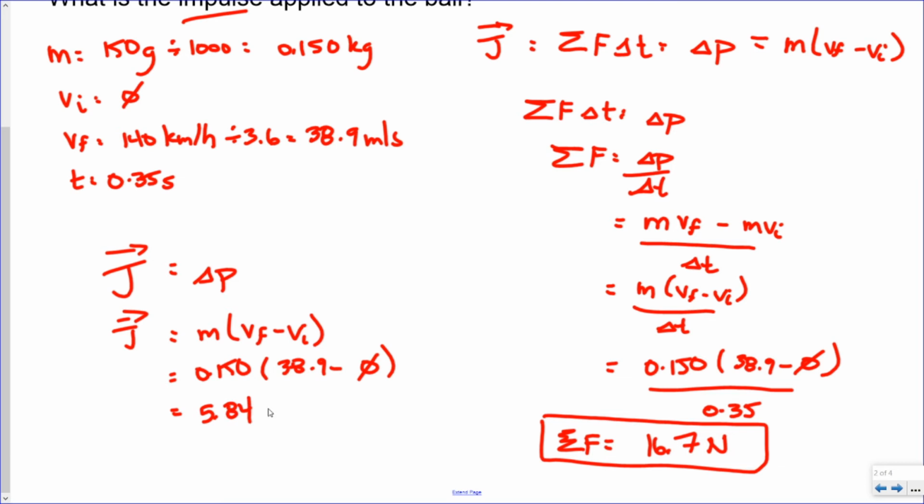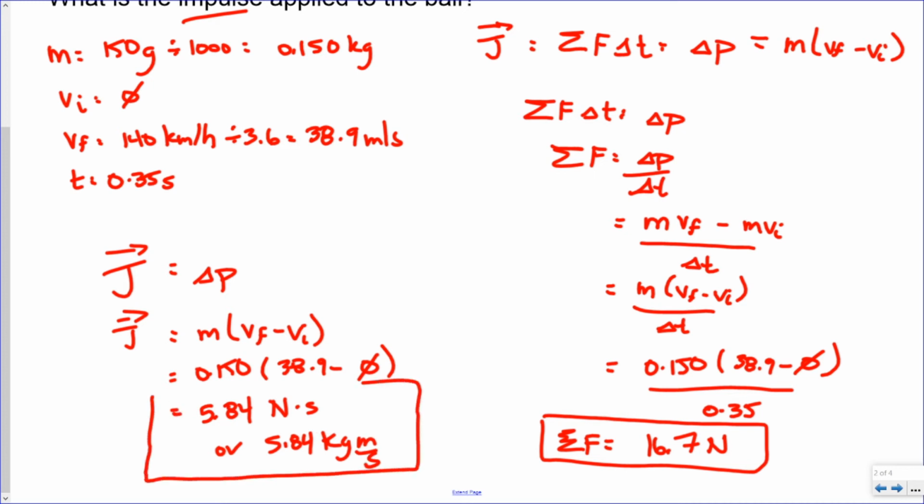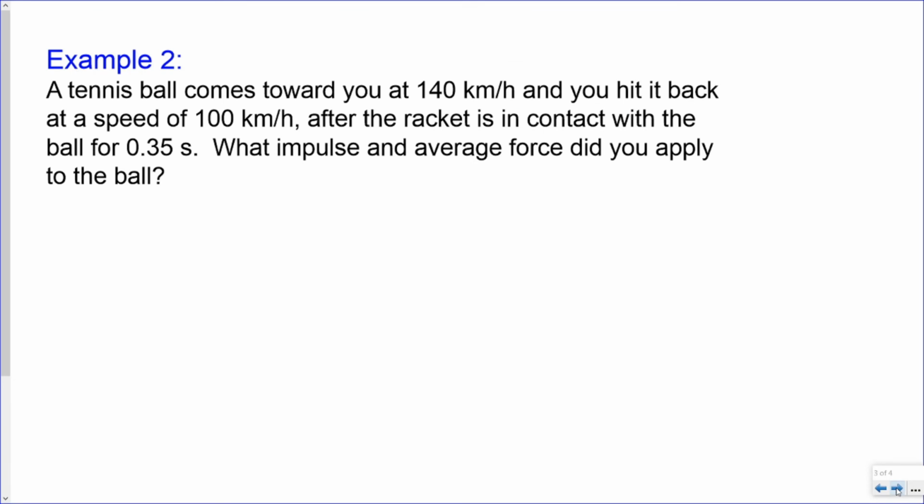And normally when we're talking about impulse, we would say Newton seconds, or you could say 5.84 kilogram meters per second. Either way, I like the first one. That's the way you're going to see impulse written with these units, but both work. Let's do one more example.